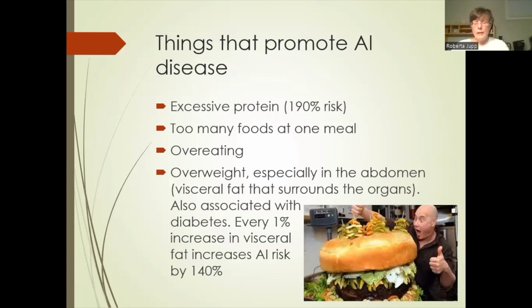Too much protein elevates our risk, and we talked about too many foods at one meal. It's good to have a variety, but not too much at one time. Overeating, so if you have a burger like this gentleman here, then that would cause a problem. The more we eat too many calories, we get more of this fat that accumulates in our abdomen. And every 1% increase in our visceral fat, that's the fat that surrounds our organs in our abdomen, it increases our risk for autoimmune disease by 140%.